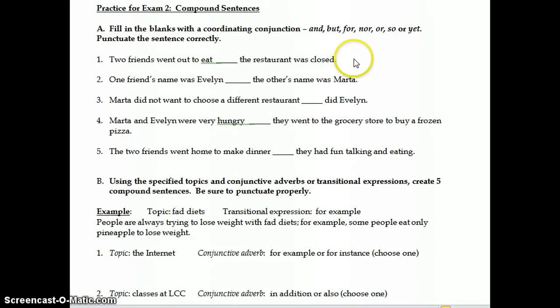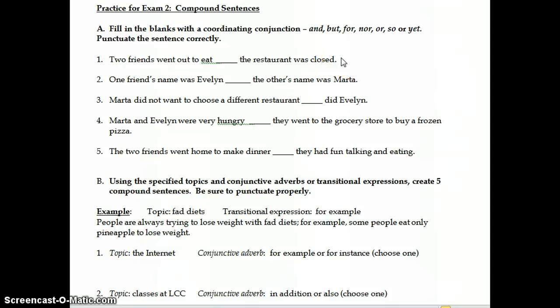Say we look at this first sentence here. We're going to form a compound sentence using one of the coordinate conjunctions. They're listed here. We can also remember them with the acronym FANBOYS. When we use these coordinate conjunctions to join two independent clauses to form a compound sentence, we need to use a comma.